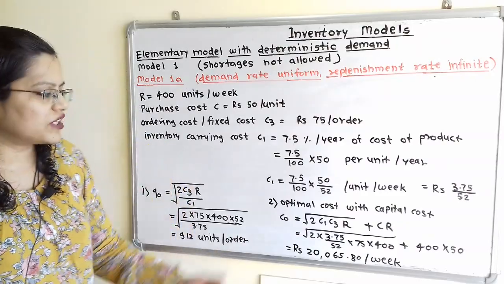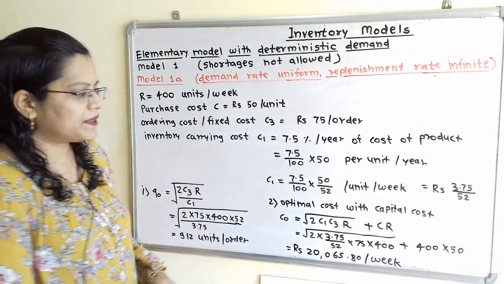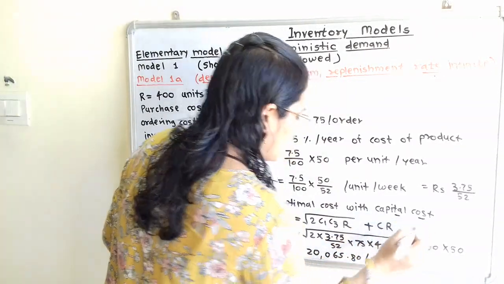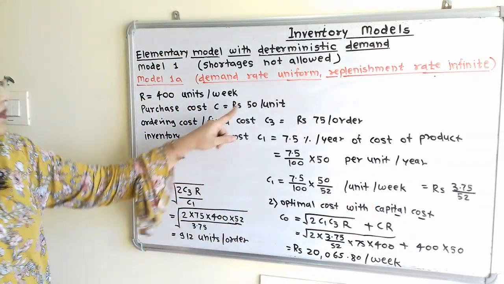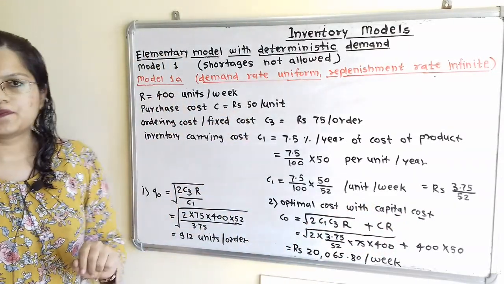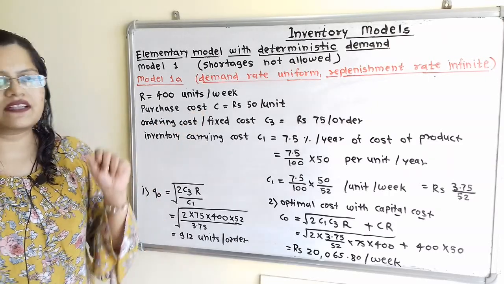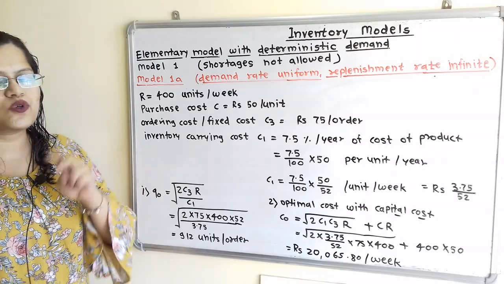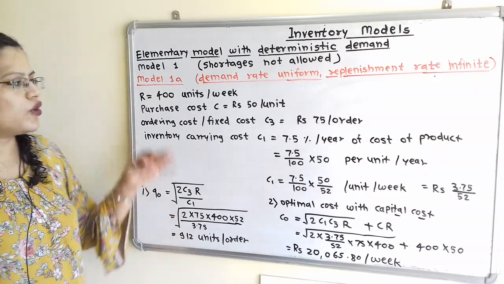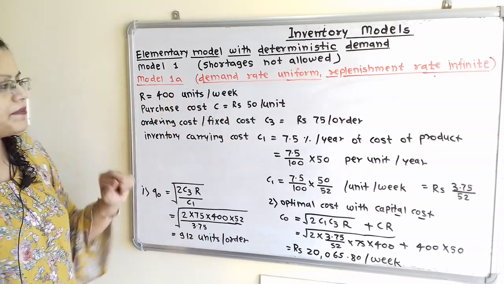Then we have to calculate the optimal cost with capital cost. Here, capital cost is the important word. For this capital cost, we have to consider the purchase cost and the consumption rate. So capital cost we can consider as C multiplied by R. This is also known as the purchase value or order value, that is C multiplied by R.